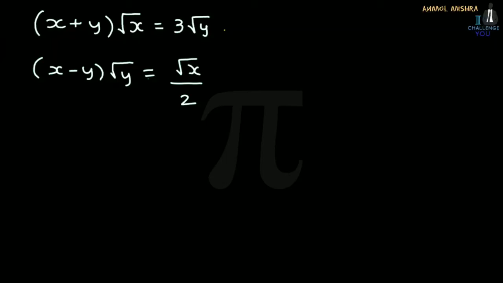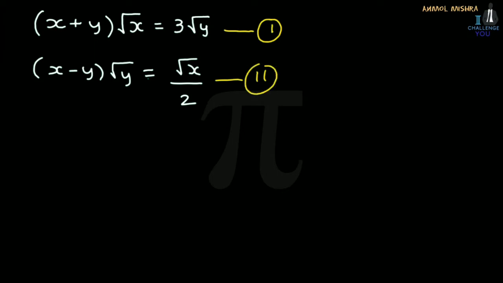Hey everyone, today we have these two equations: (x + y)√x = 3√y, this is the first equation, and the second equation is (x − y)√y = √x/2, this is the second equation. This problem is quite interesting because it contains the linear x and y and also the radical x and y. This makes this problem quite interesting. So let's see how we can solve this problem.